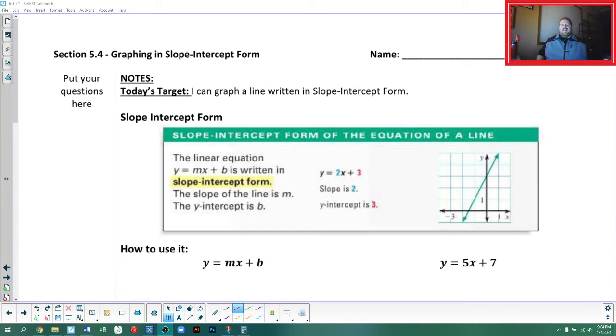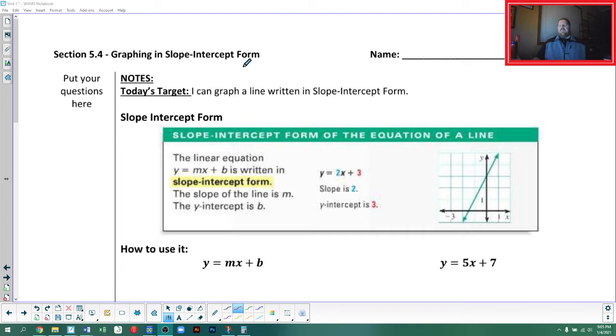Hello and welcome to the section 5.4 lecture. Today we are talking about graphing lines in slope-intercept form, which is probably everybody's favorite, mainly because it's typically the first one that we learn, and it's one of those forms that you don't have to do a whole lot to, and it gives you a whole bunch of information.